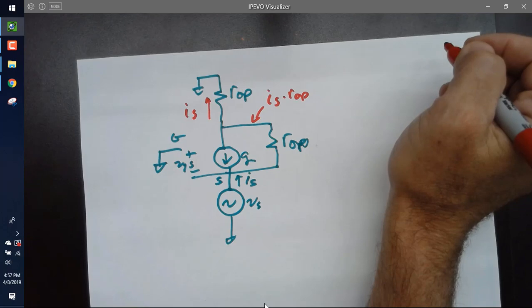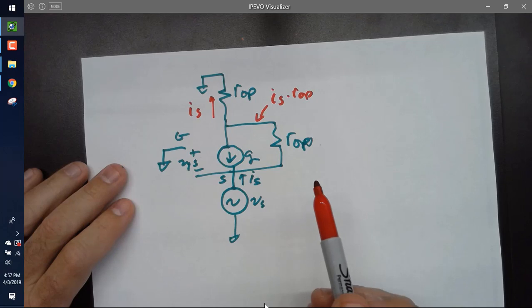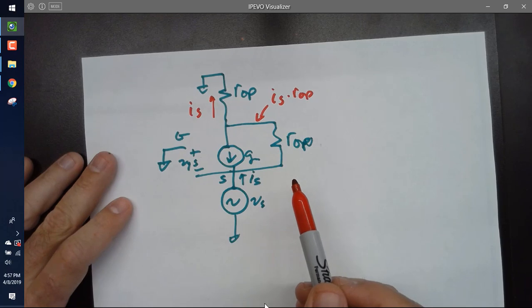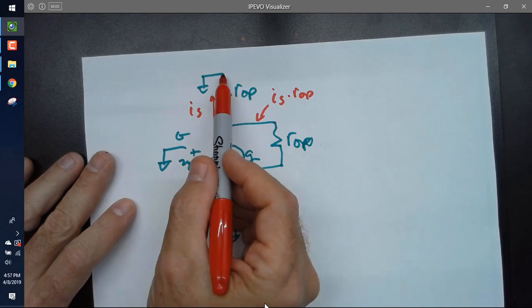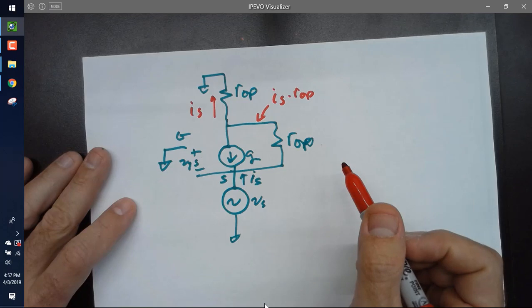RON divided by ROP. What? It's just this current goes in and it comes out here to ground. Oh, 0 minus IS times ROP. Yeah. It'd be this voltage is IS times ROP minus this voltage 0 divided by ROP is IS. Tell me what to do next.